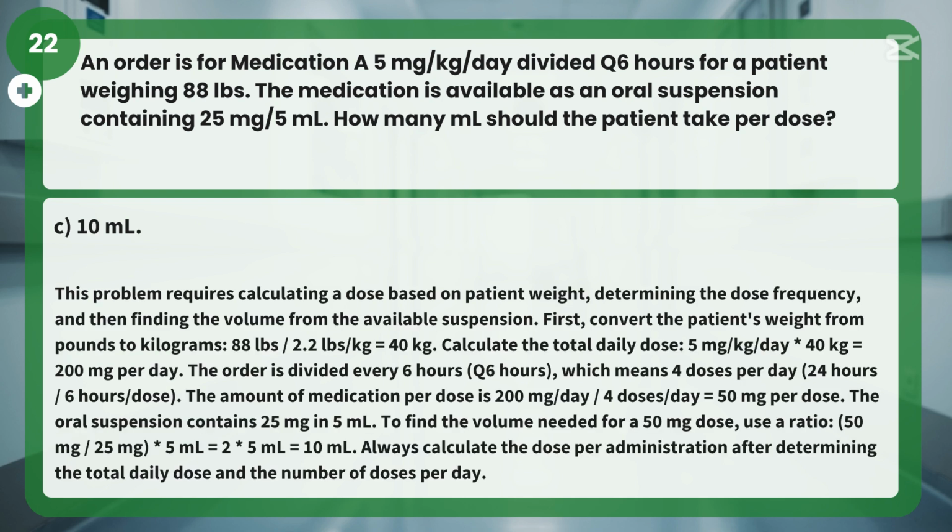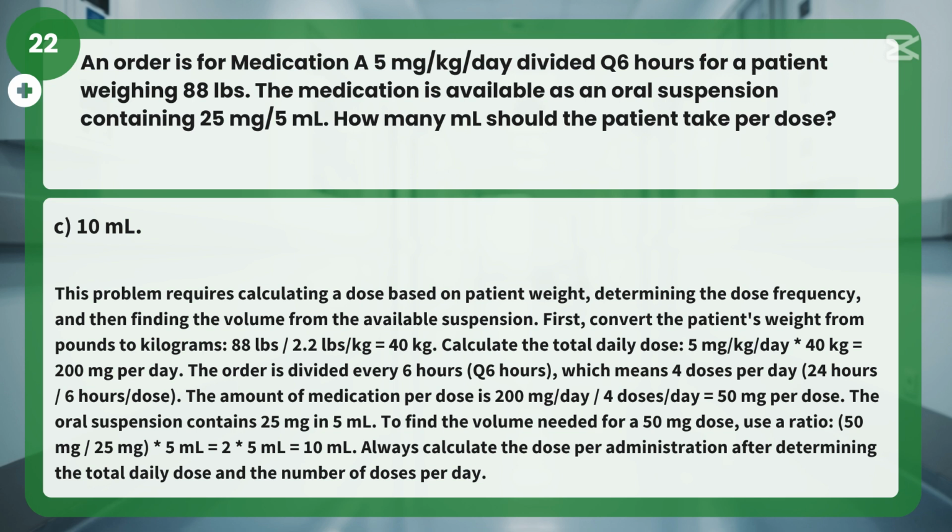Answer: C. 10 milliliters. This problem requires calculating a dose based on patient weight, determining the dose frequency, and then finding the volume from the available suspension. First, convert the patient's weight from pounds to kilograms. 88 pounds / 2.2 pounds per kilogram equals 40 kilograms. Calculate the total daily dose. 5 milligrams per kilogram per day * 40 kilograms equals 200 milligrams per day.